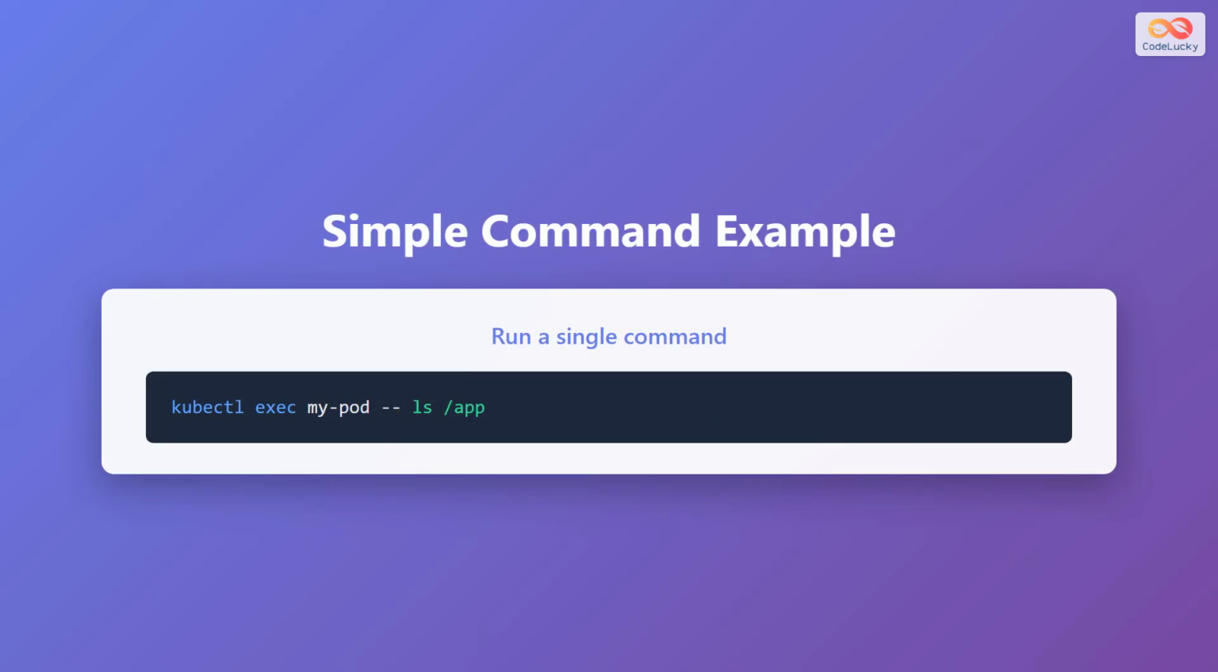Let's look at a simple example. Here we run kubectl exec my-pod, followed by the double dash separator, and then ls /app. This executes the list command to show the contents of the app directory inside the container, and the output is displayed in your terminal.